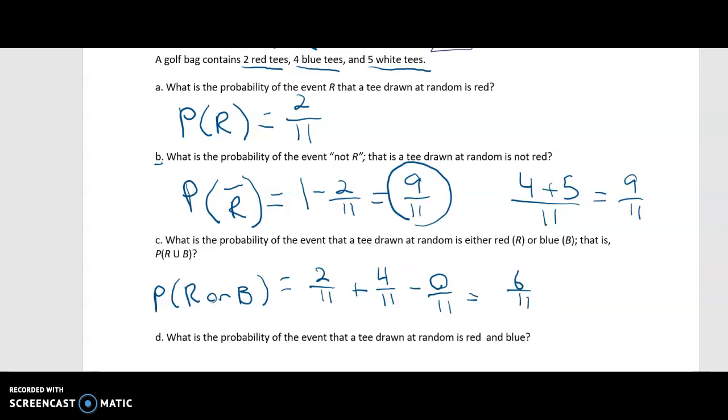For part D, we have: what is the probability that a T drawn at random is both red and blue? So the probability of red and blue. Well, I kind of just answered that right here. There are 0 T's that are both red and blue at the same time.